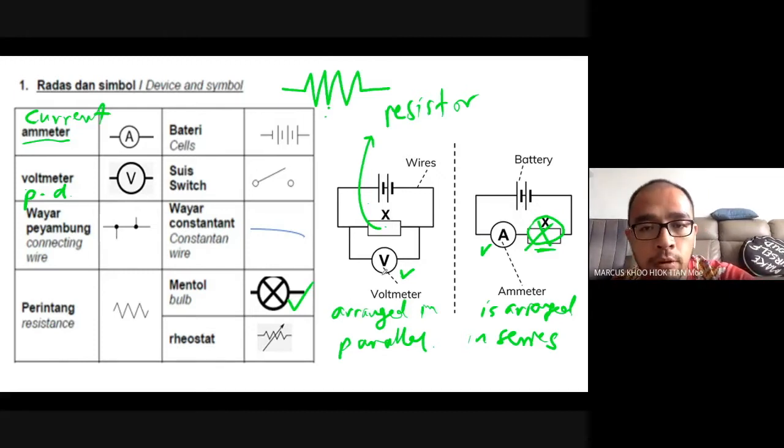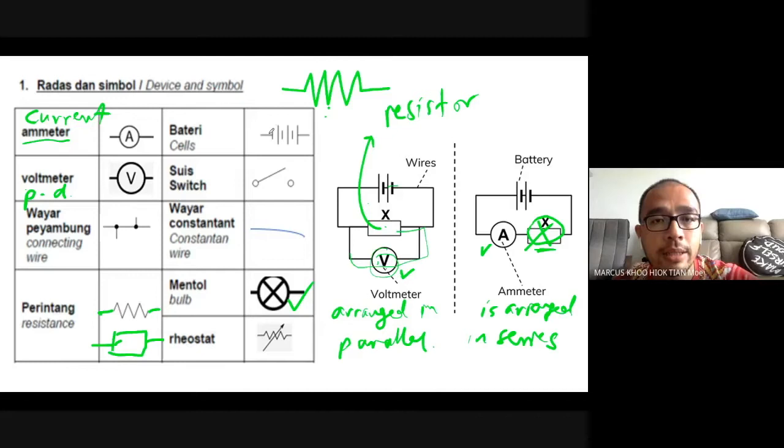But the voltmeter is always arranged in parallel. It must have a second line, a second branch. Not in the main path but in the second branch. That's where the voltmeter will be. See, the resistor is here, or it can also be a rectangle. This is also the symbol for a resistor.